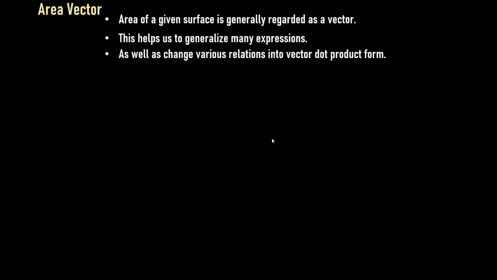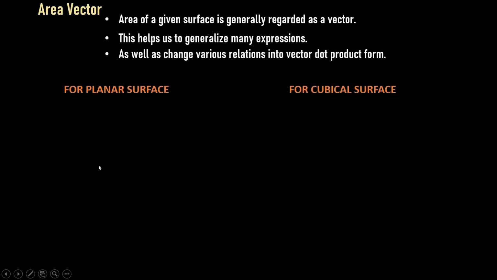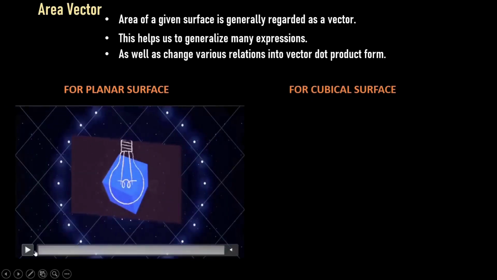With our topic area vector. We all know that area is a scalar, but sometimes it needs to be treated as a vector. Why is it so? Because it helps us to generalize many expressions as well as change various relations into vector dot product form. That means sometimes in order to solve certain complex situations, we need to treat area as an area vector. Let us see how we can represent area as an area vector for a planar surface and for a cubical surface. Let us first see for a planar surface.